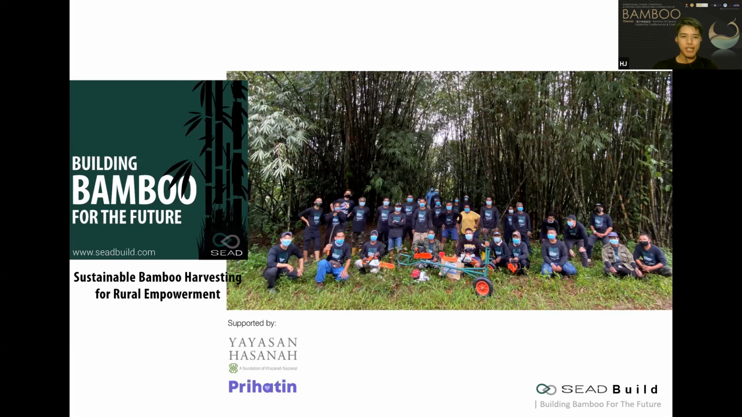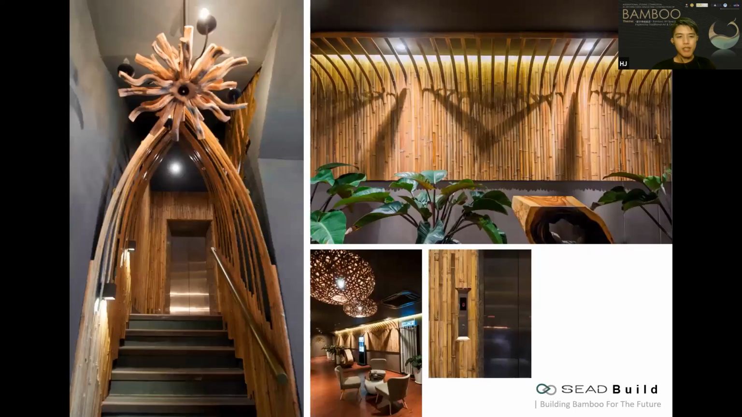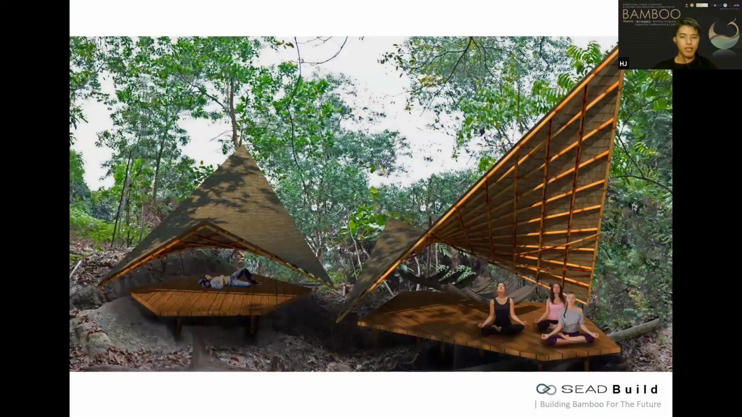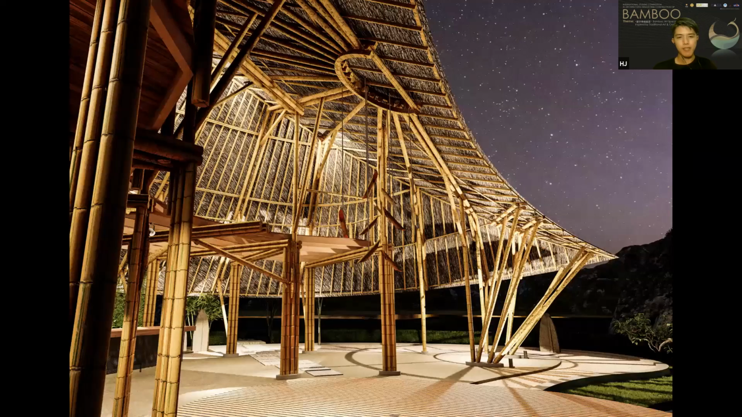The last thing I want to mention at this point is, hopefully at the end of this year, we'll also be starting a pilot project where we'll be using bamboo as an agent to restore degraded ex-mining lands in Perak. So if all goes well, this will be happening. So on the design and build front, we do interiors, installations, and various structures of various sizes under construction.